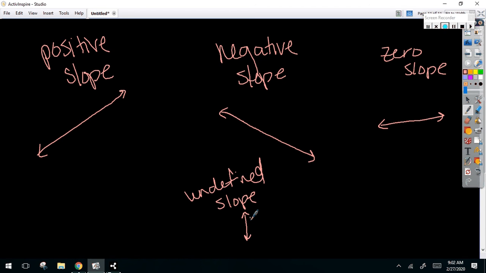George said a squiggly line. Patrick, well, it's also not a line. A squiggly line is not a line.